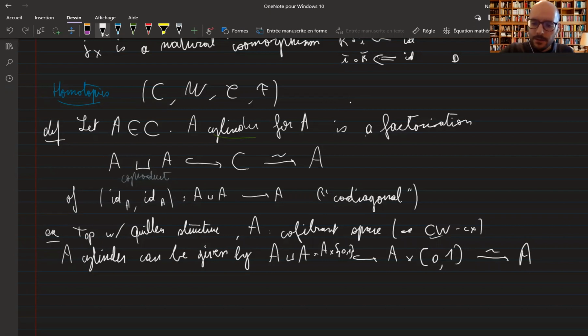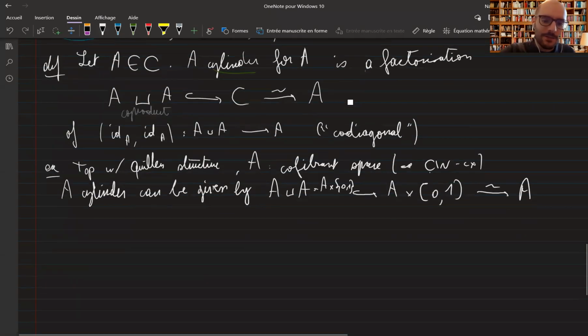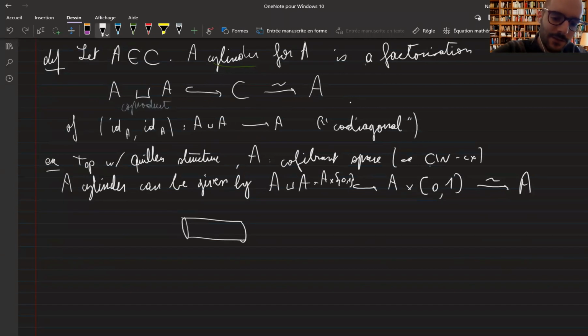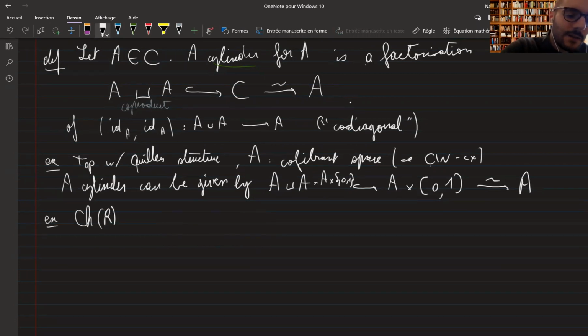So this is, if you want, I can even draw a picture. You take, for example, a circle, and you take a cross product with a segment, right? And this is what is usually called a cylinder. Another example, maybe you take Ch of R with the injective structure. So already you see that it's important to know what kind of structure we talk about.